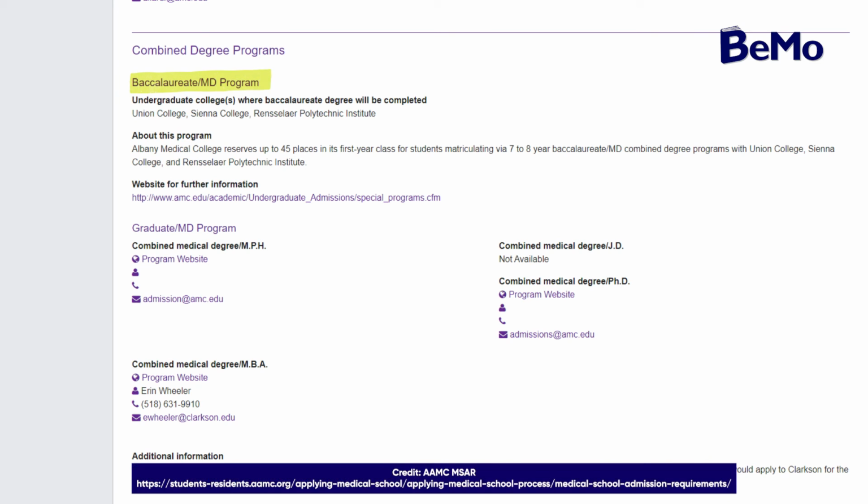If you're looking to broaden your search beyond MD programs, MSAR can help you examine what kind of combined programs different medical schools offer. For example, as you can see, Albany Medical College has a variety of dual programs you can choose from. Furthermore, the database also provides you with the necessary contact information.